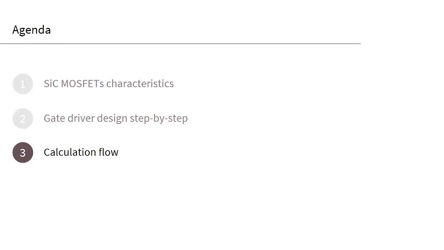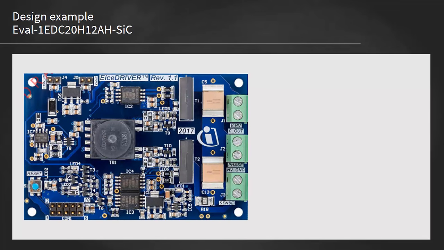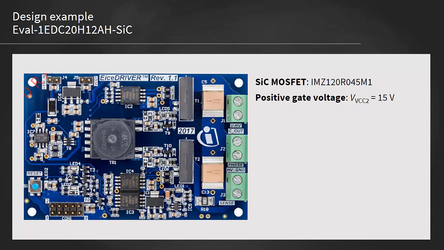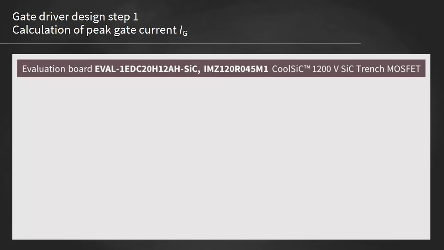In this last section, let's see a calculation flow example going through all the design steps. This design example was based on an Infineon evaluation board with the following characteristics: silicon carbide MOSFET, positive gate voltage, negative gate voltage, maximum switching frequency, and maximum ambient temperature. The first step is to calculate the required peak gate current according to the information on the data sheet. We will execute the example based on a real evaluation board with the following characteristics.